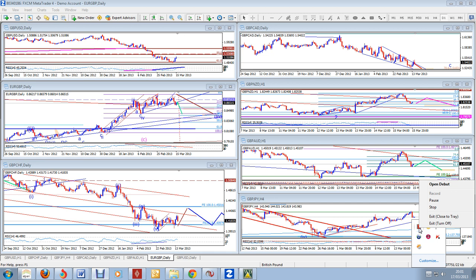setup. But other than that, euro basically a sell, but Aussie and New Zealand also a sell, and then Swissy and Canada, dollar Canada and dollar Swissy is to buy.